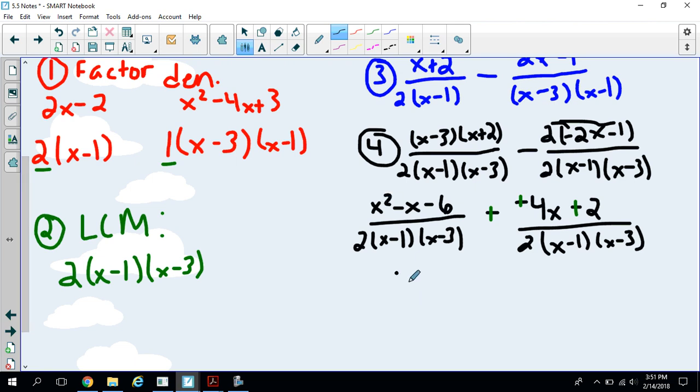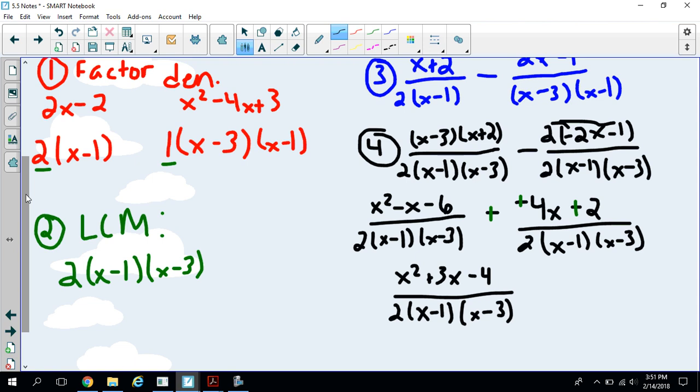Okay, so now I'm going to combine like terms. x squared is all by itself, so I just have x squared. Now negative x plus 4x should give me plus 3x. Then negative 6 plus 2 should give me minus 4. And then my denominator here. Now, unlike the other one, we could not factor the numerator, so we were kind of done with the problem.